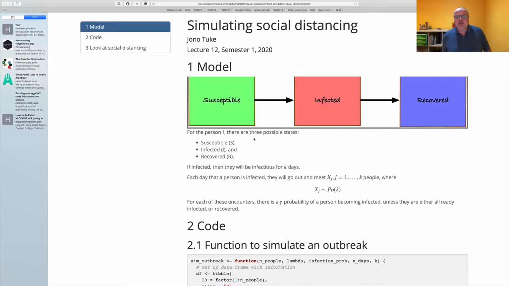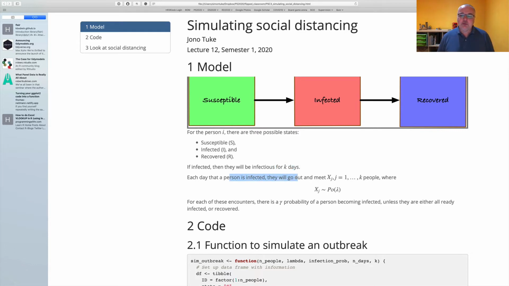So I'm going to start with a very simple model, what we call an SIR model. The idea is that everyone starts as susceptible, that's the S state, and if they meet someone who's infected and they get the disease, they become infected, and then after a certain amount of time, they become recovered. So for each person i, we have susceptible, then infected for a certain amount of time, and then recovered. I'm going to assume a nice deterministic idea of recovery: once you get the disease, it takes K days for you to recover, and that is a fixed amount.